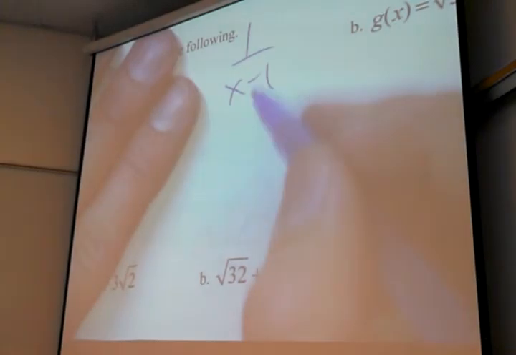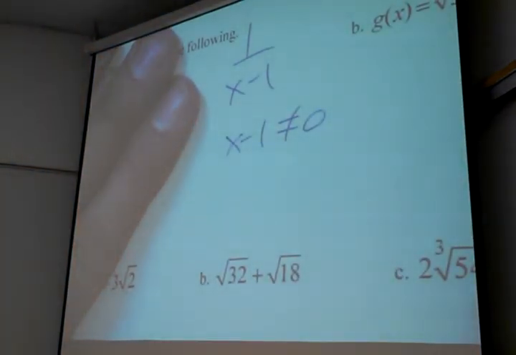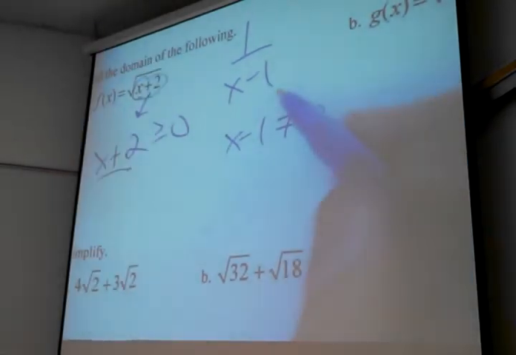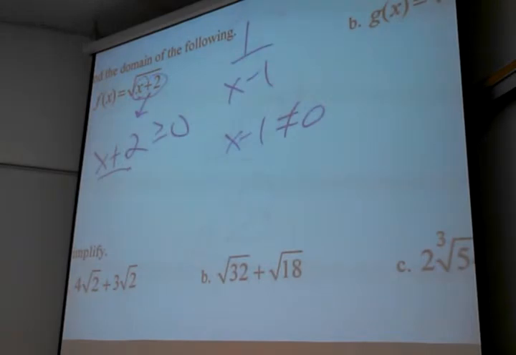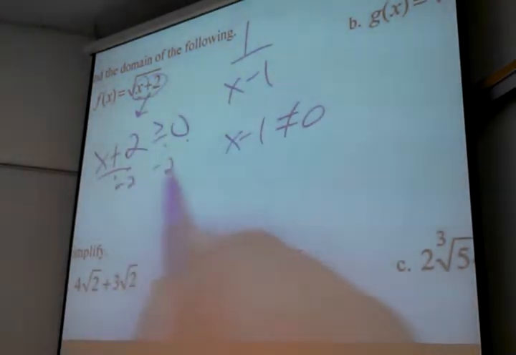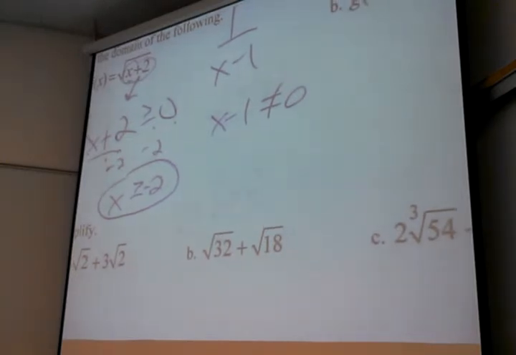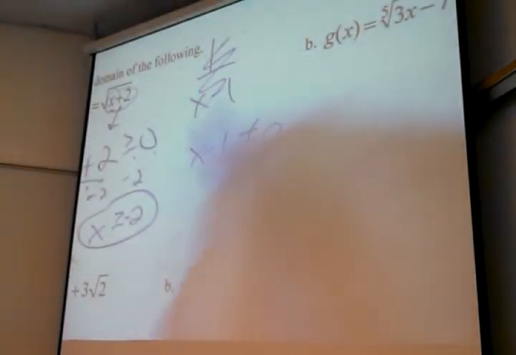What can't happen in a fraction? The bottom can't be 0. Remember that? You say it in English, you write it in mathish, you solve it. The beautiful thing about domain is you do the same thing every time. What's the English part? The inside has got to be at least 0. Solve it, so x has got to be at least negative 2. Try to plug negative 3 in there, it's going to freak out, right? Let me take that away. That's an example.